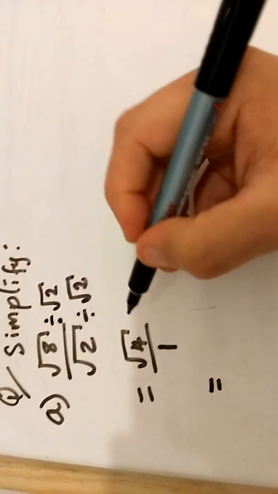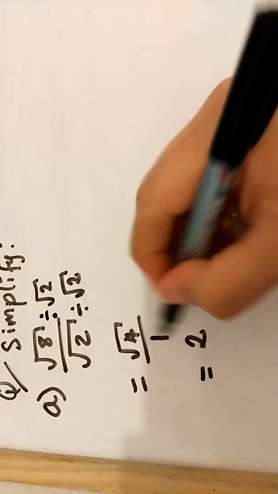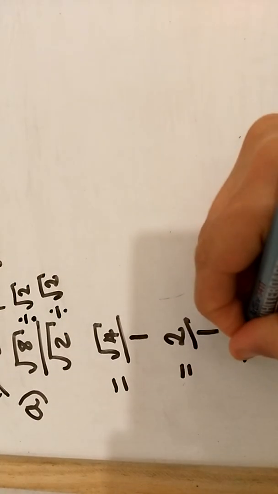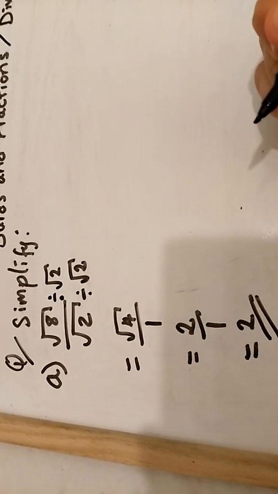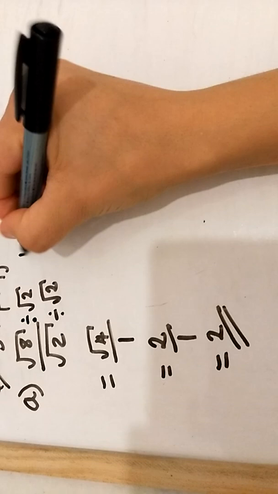Square root of 4 is 2. Now we'll never leave an answer over 1, so just write down 2 divided by 1 is just 2. That's our answer for that one. Okay, part B.